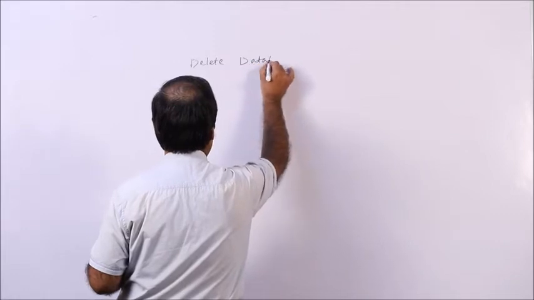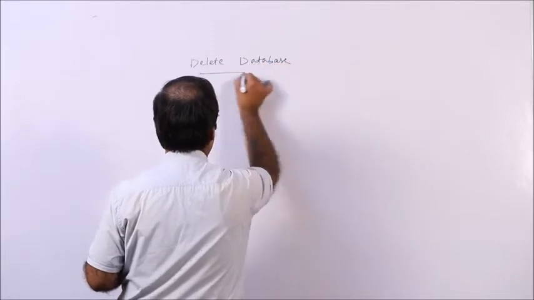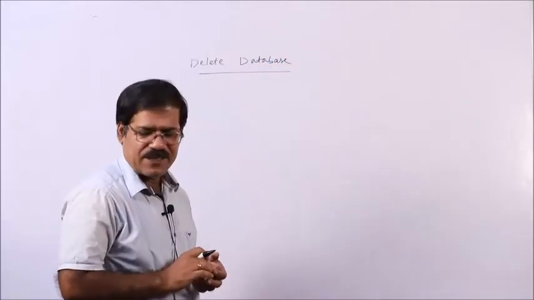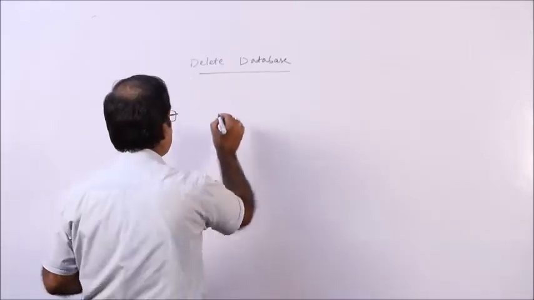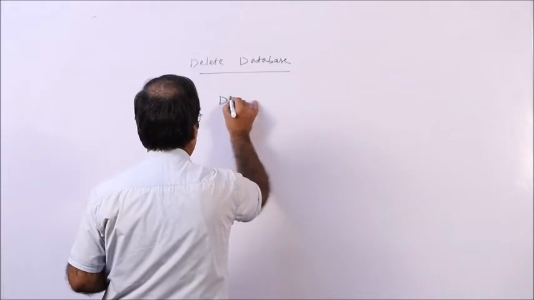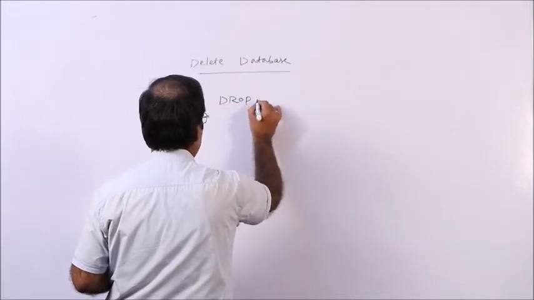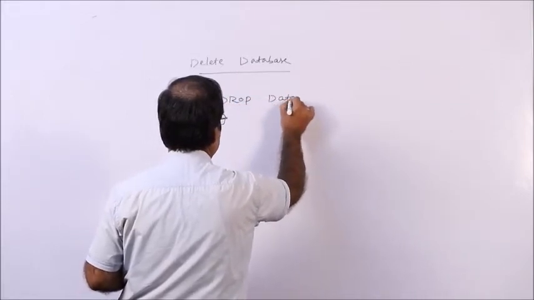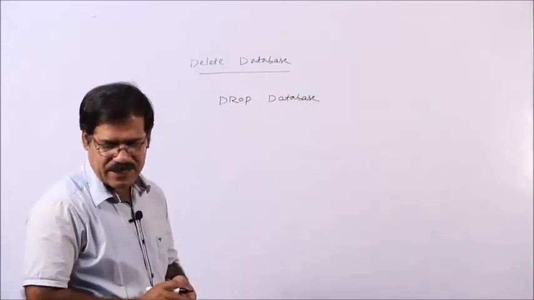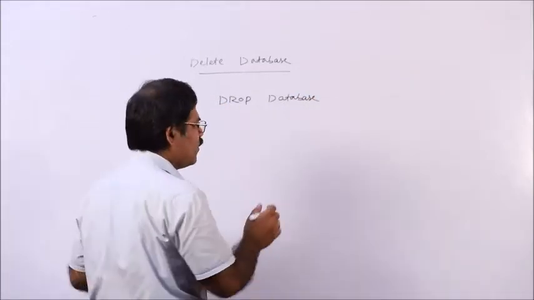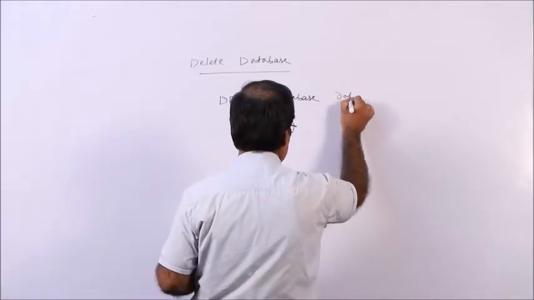Delete database. To create the database, the command is create. To delete the database, the command is drop. Drop is a command: drop database, then you provide the name of the database. Which database do we want to delete? Database name.